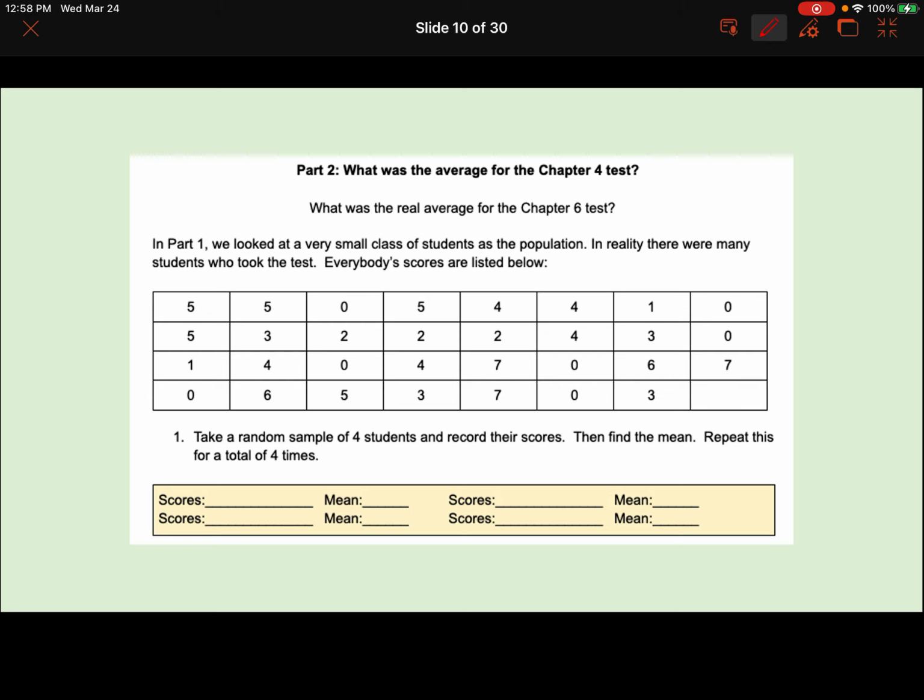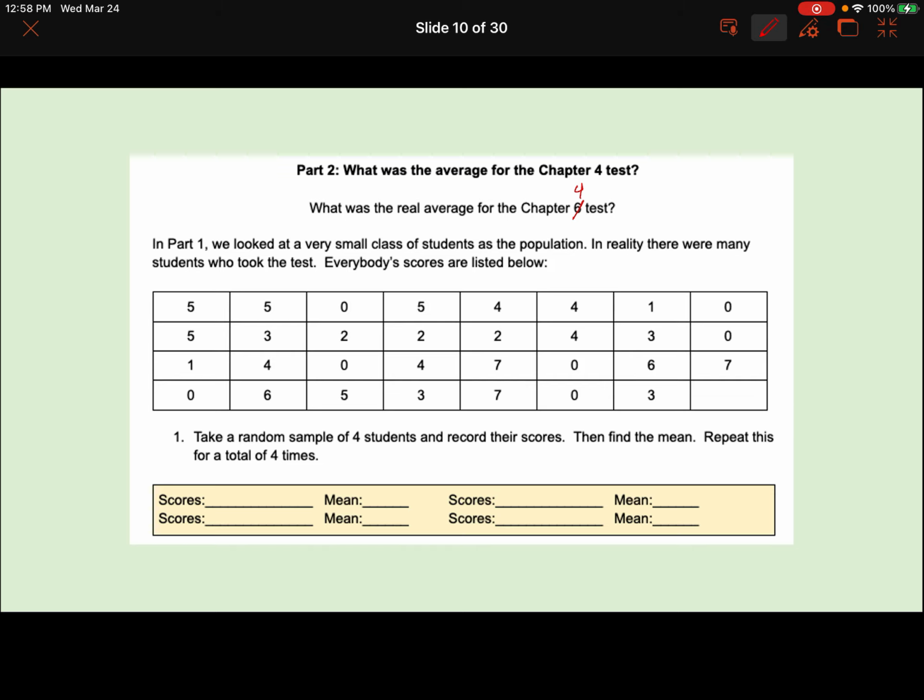All right, so finding the real average for the chapter 4 test. In part 1, we just looked at a very small class of 4 students as our whole population. In reality, there were many students, 31 of them, who took the test. Everyone's scores are listed below.